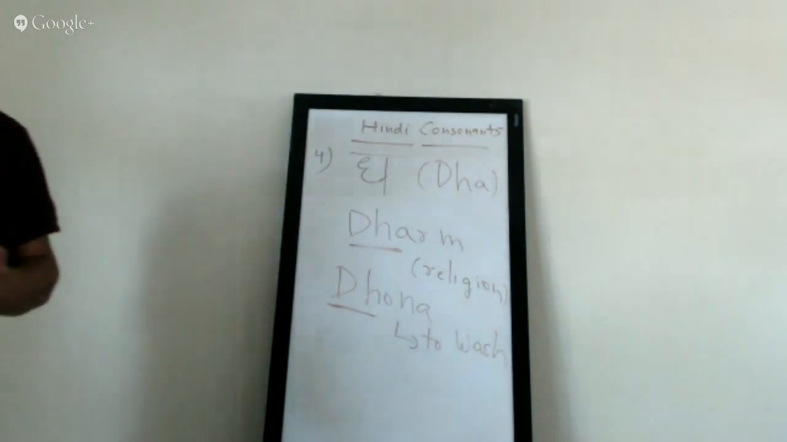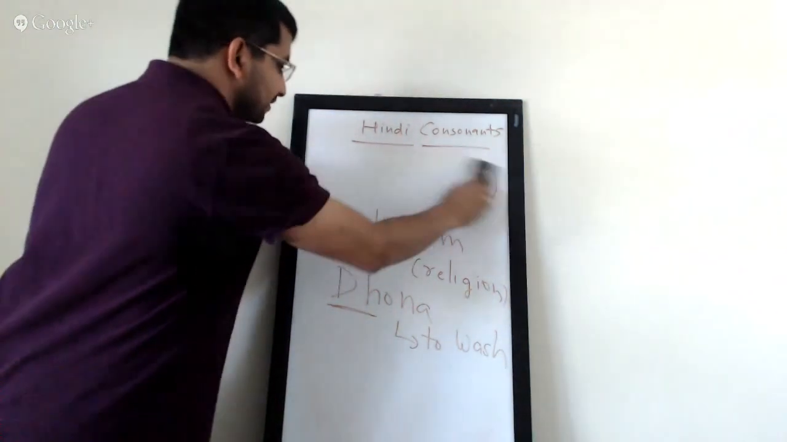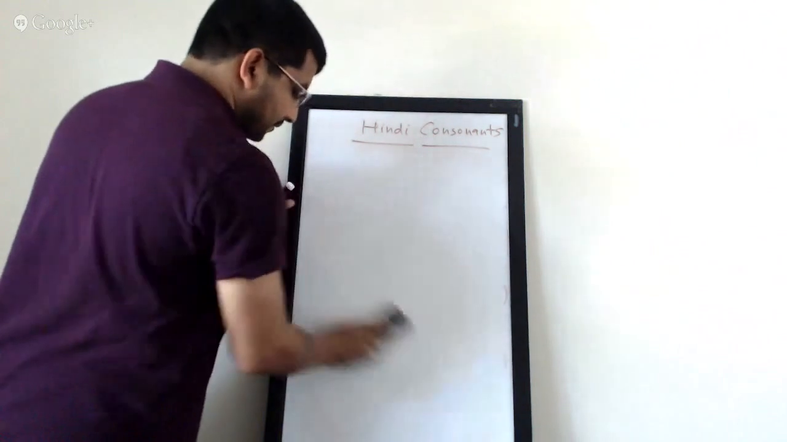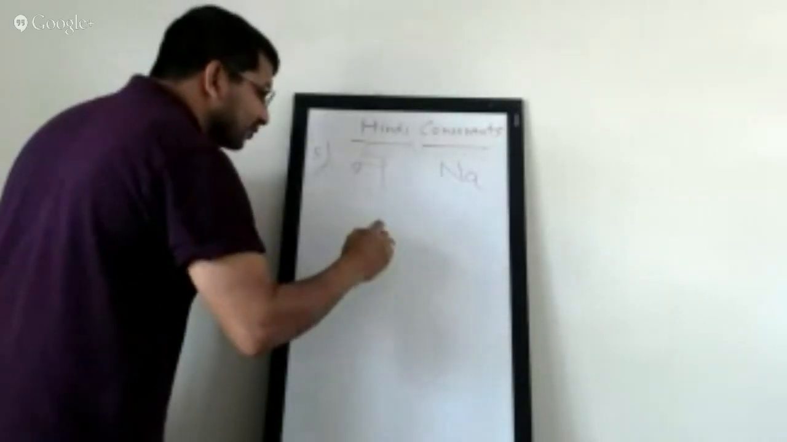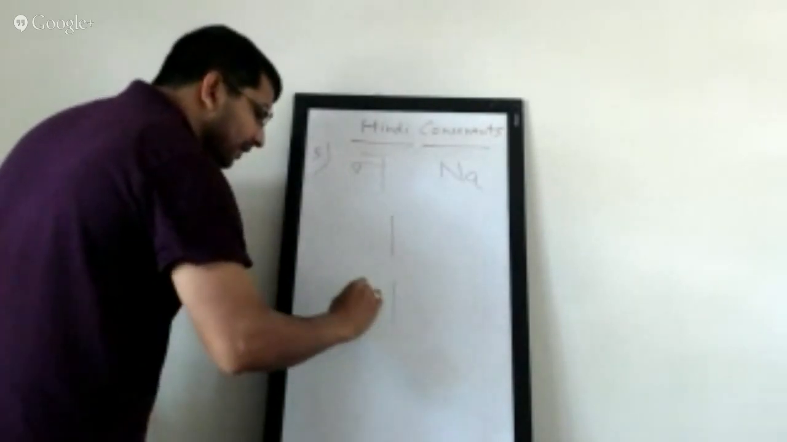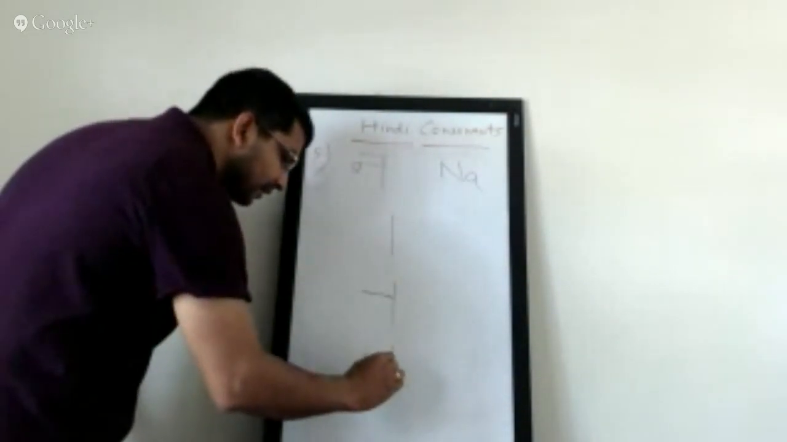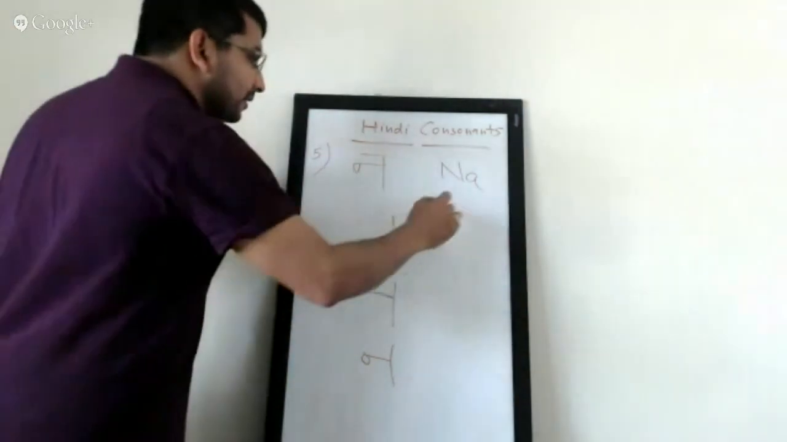Okay. We'll take the next one now, which is the last consonant in this series, which is na. Fifth one. There are many ways to remember it, but I'll just go by what's easy for me to remember. So again, you make a vertical line, step one, and then a horizontal line from the center, step two, and then a vertical line, horizontal line, and then you make a small circle here. Na, right? Na.